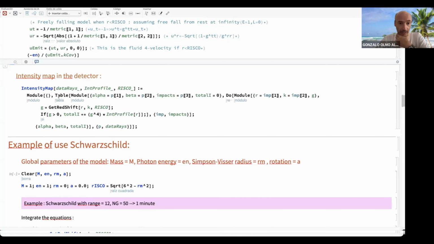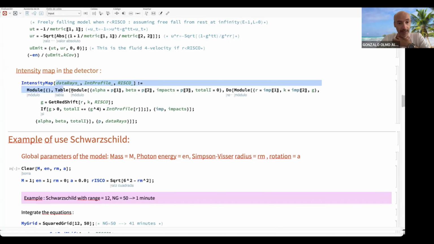Now the intensity profiles. How do we compute the intensity profiles? Once we have all the information about the geodesics and the intersection points with the accretion disk, we can build the intensity map. So we need to provide the data of the rays. The data rays here is given by, where are the data rays?